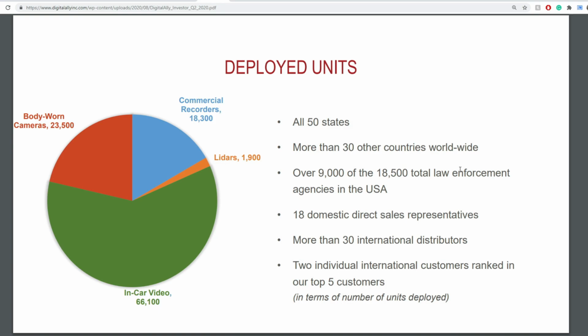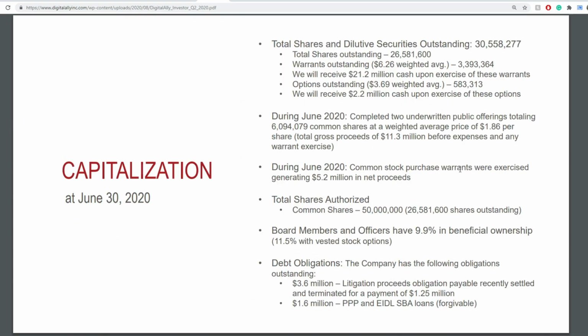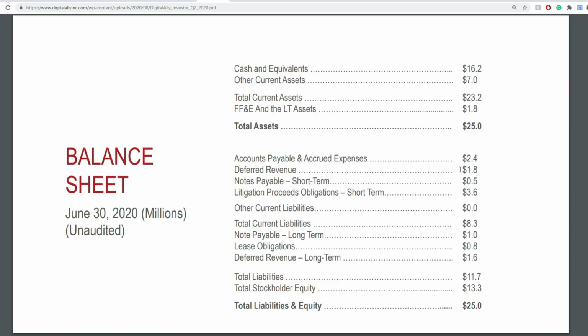18 domestic direct sales representatives, more than 30 international distributors, and 2 individual international customers topped their ranked 5 customers. And so when we're looking at cash, we're looking at $16.2 million out of $25 million, more than 50% of that is their cash.